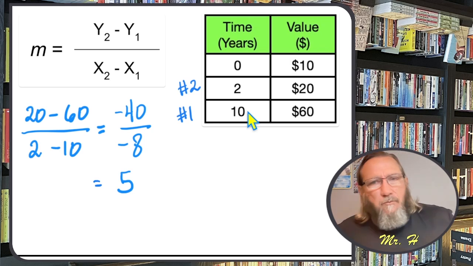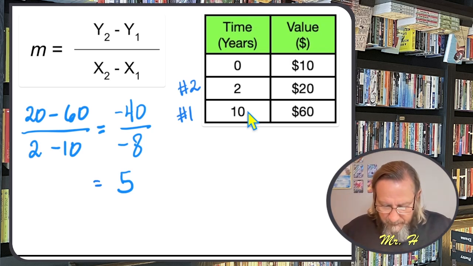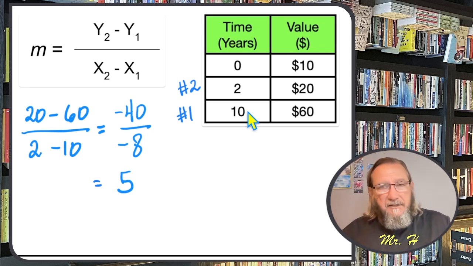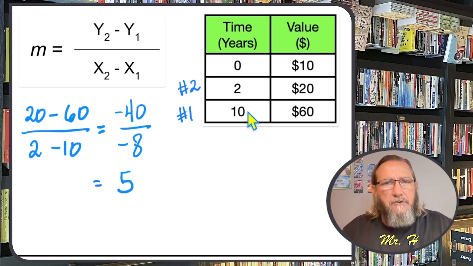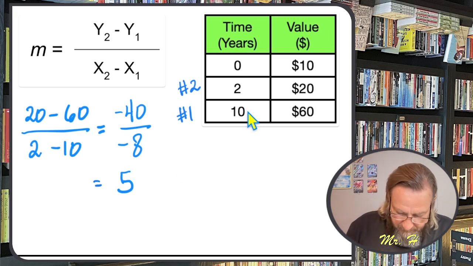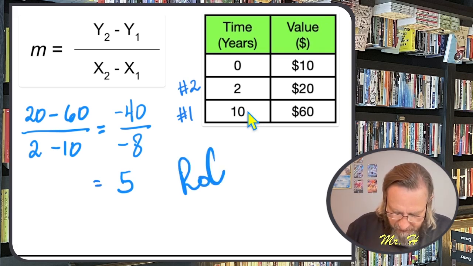And so what is the rate of change of the value relative to time? The rate of change is 5. What does that mean? It increases $5 per year. 5 over 1. So we would simply say the rate of change is going to be equal to 5.